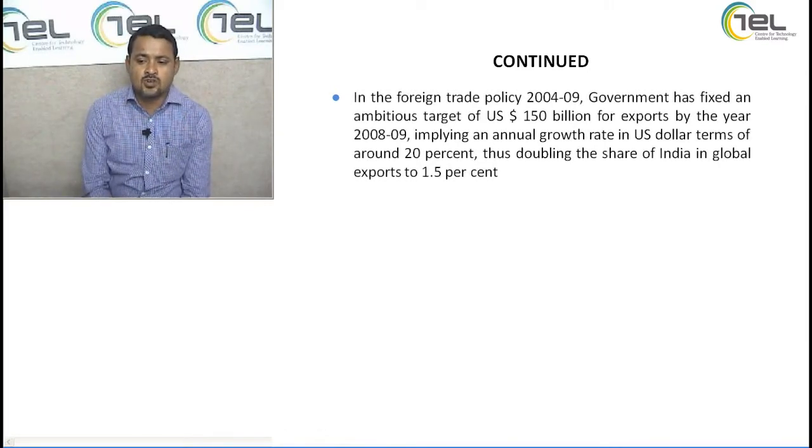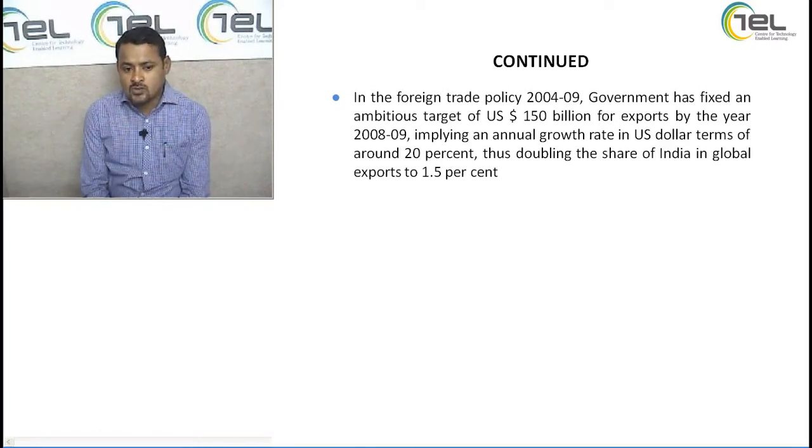In the foreign trade policy 2004 to 2009, the government fixed an ambitious target of 150 billion US dollars for exports by the year 2008-9, implying that overall Indian exports will grow at around 20% for the next few years. So it is going to automatically correct the amount of India's share in international trade.